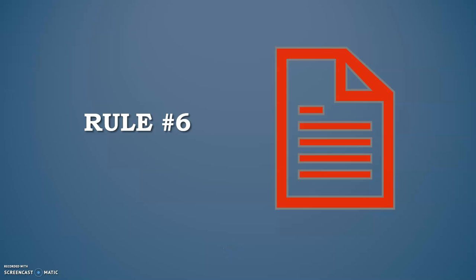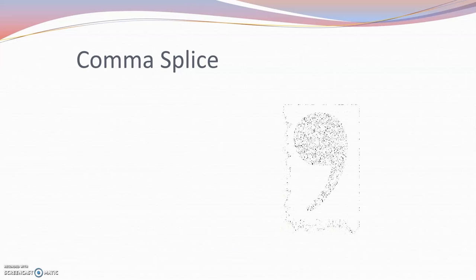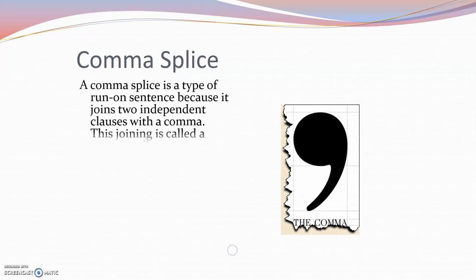All right, so now we come to rule number 6. And this one isn't so much a rule as something that you want to avoid in your writing. So let's go over it. We're going to be talking about a comma splice. A comma splice is a type of run-on sentence because it's joining two independent clauses with a comma.